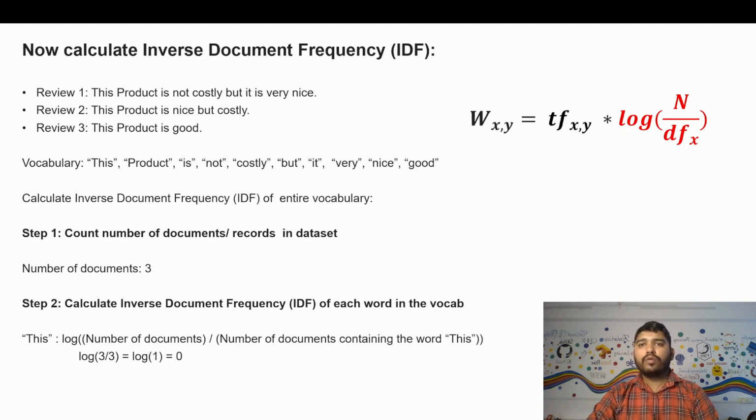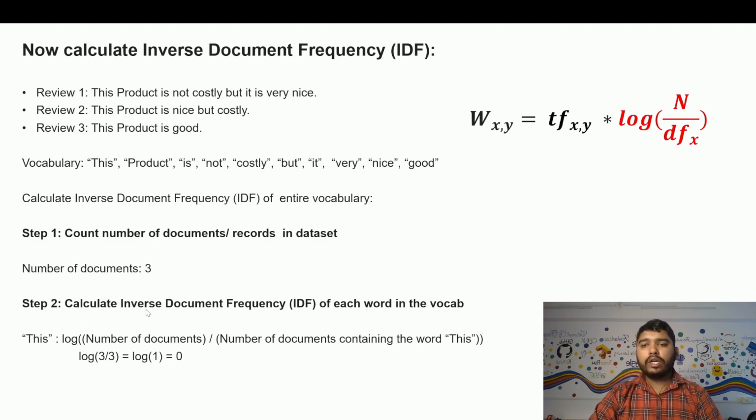Now we can calculate inverse document frequency, IDF. So here we have the same 3 sentences. First of all, we make a vocabulary, and now we calculate IDF for the entire vocabulary. First of all, we count the number of records or documents in our data set. Here we have 3 reviews, so the number of documents is 3.